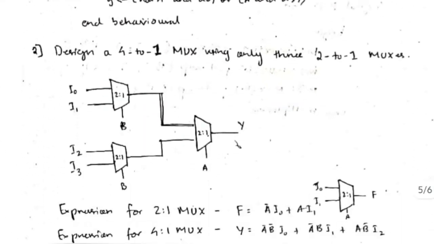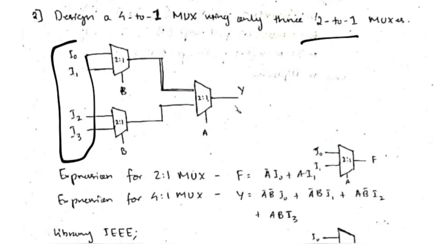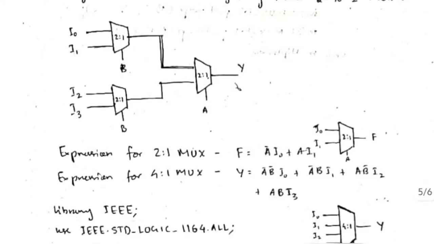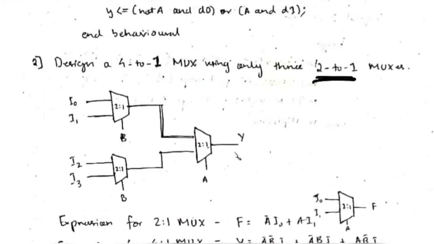The second type of question which can be asked is: design a 4:1 mux using three 2:1 muxes. So this is the 4:1 mux. These are the inputs: I0, I1, I2 and I3. B and A are also inputs, and we are using three multiplexers and the output is Y. Now we have to write the equations. This is the component here. By using 2:1 mux, we will use this 2:1 mux as a component.